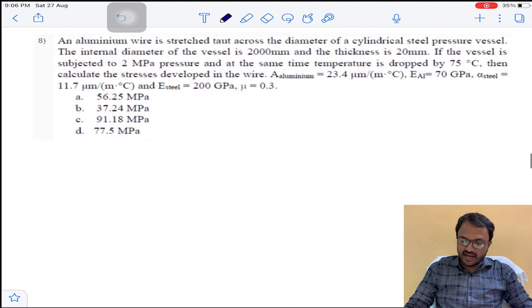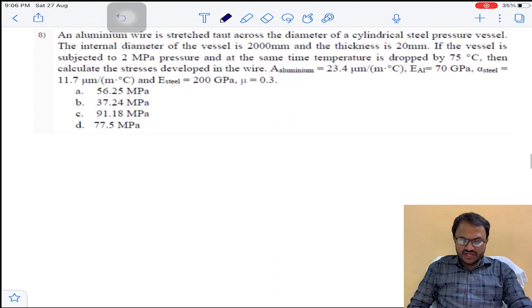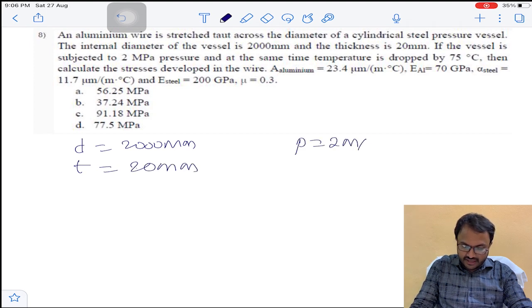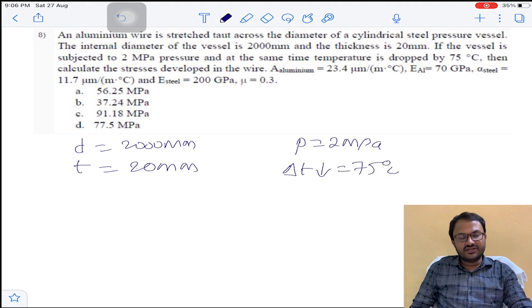Coming to question number 8. He has given much information, but what data do we require? D is equal to 2000 mm, thickness T is equal to 20 mm, and pressure P is equal to 2 MPa that he has applied. Delta T decrease is 75 degrees centigrade. So we need to calculate the stresses due to pressure and the stresses due to temperature.